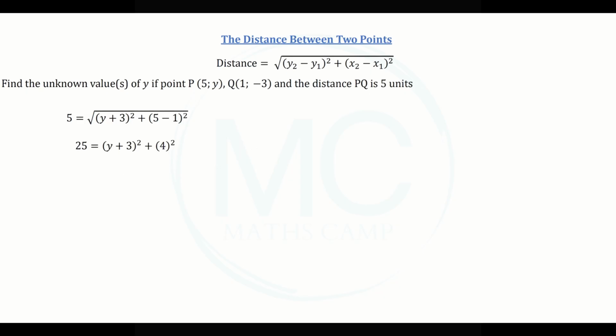Now we can expand our brackets. We have 25 is equal to y plus 3 squared, and we get y squared plus 6y plus 9. Then we have plus 4 squared, which is 16. Let's tidy up the right-hand side of the equal sign. On the left, we still have 25 is equal to y squared plus 6y. 9 plus 16 gives us 25.